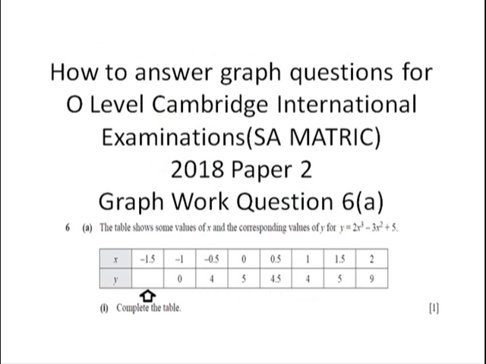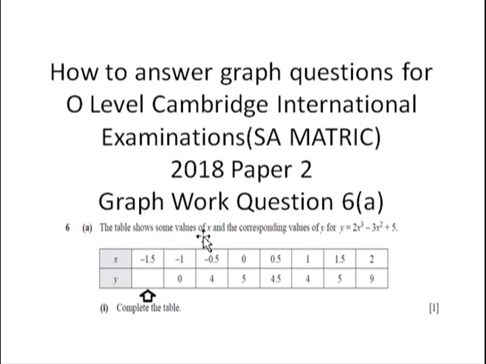So let's start off by looking at how to answer graph questions for the ordinary level Cambridge International Examinations. You can also use the same method when approaching South Africa matric questions. Same modus operandi, even if you are approaching Zimbabwe exams, that's ZIMSEC, and all other maths exams. Okay, so let's start by looking at this question.